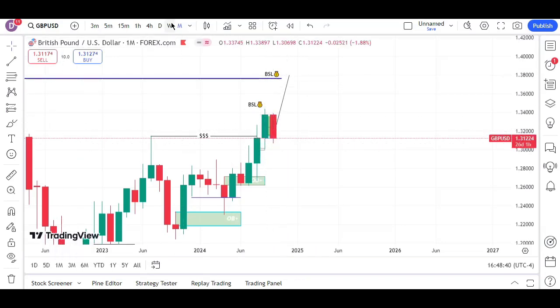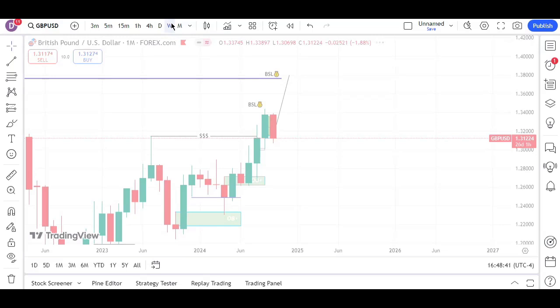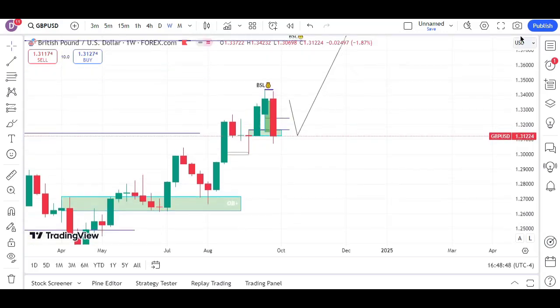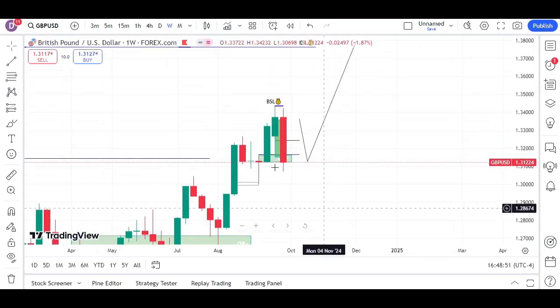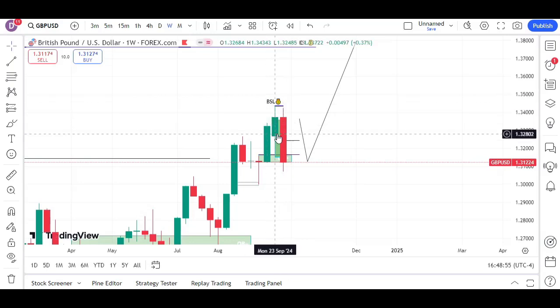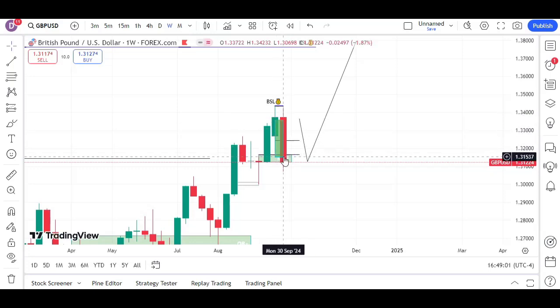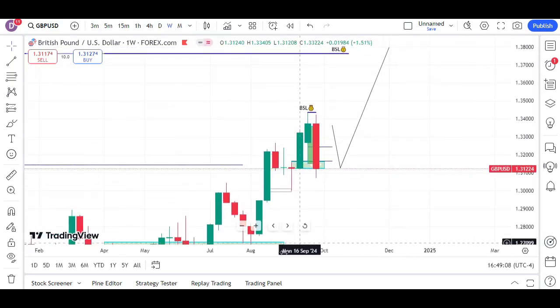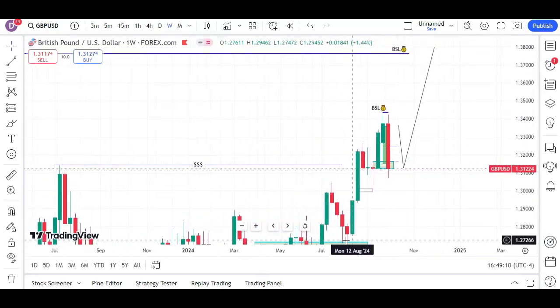So if I quickly scale down to the weekly time frame, you'd see I called this out the last time that I wanted to see this. I wanted to see price come right down, trade down into this order block right here, and then we drive upward.